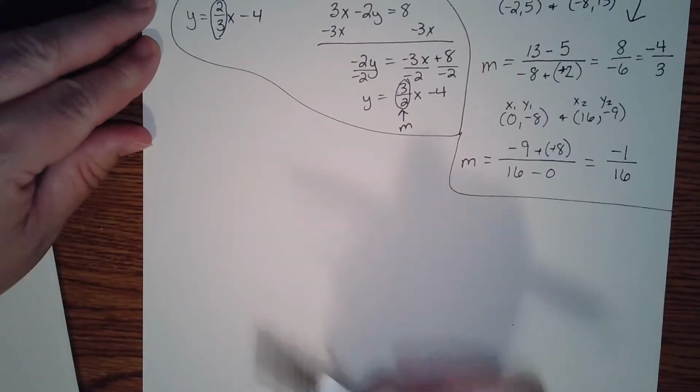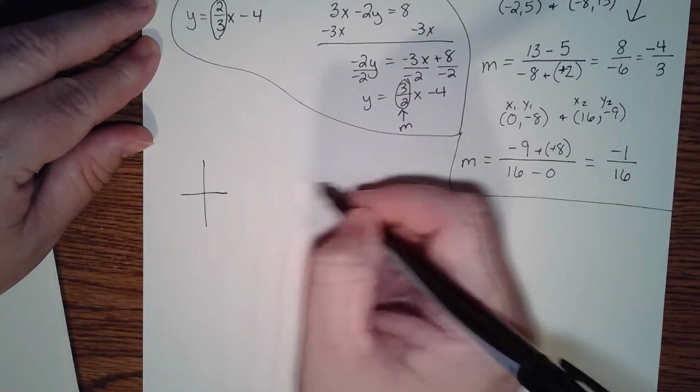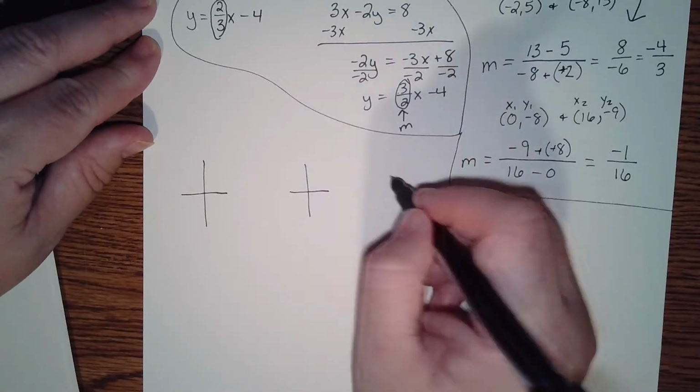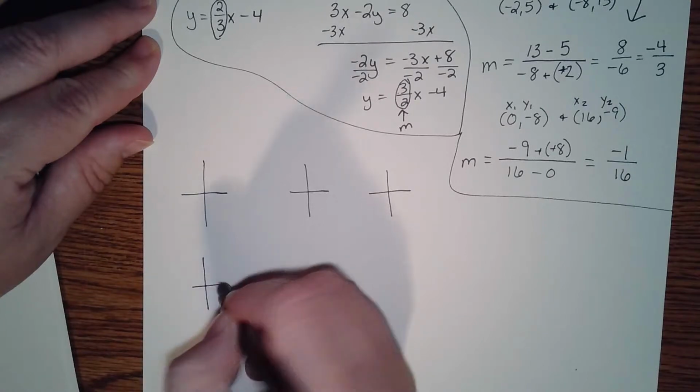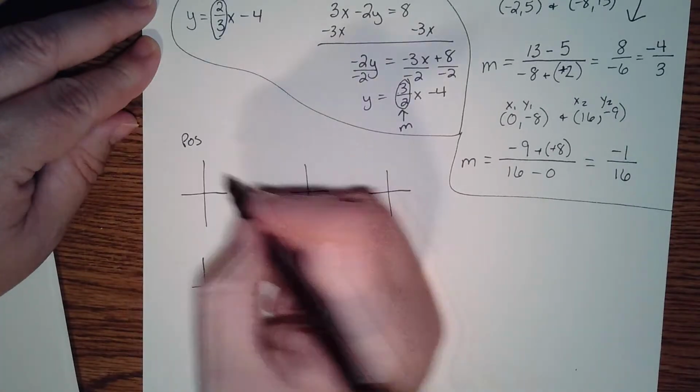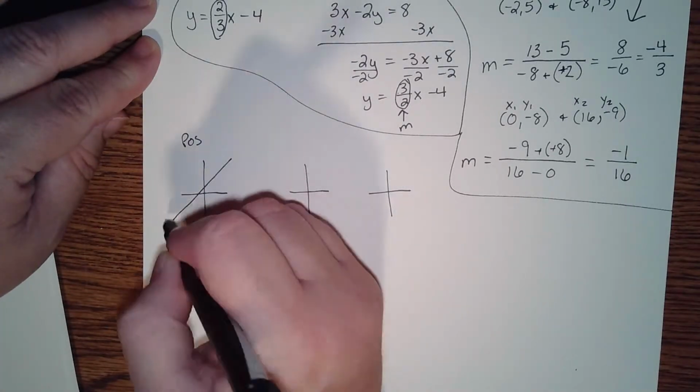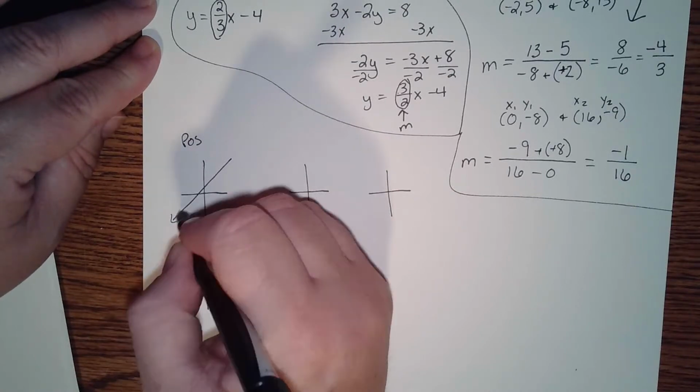So a positive slope, I'm going to make little T-charts here. I know they look like big plus signs, but you know, hey. So let's talk about positive. If it's a positive one, it's going to be moving low to the left, going up to the right.